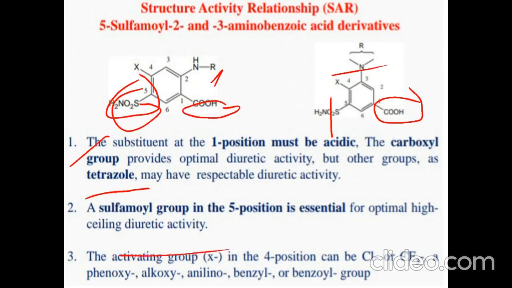Then the third part is that at the fourth position, that is here X is given, there must be presence of a group such as halogens or trifluoromethyl, phenoxy, alkoxy, anilino, benzyl group. Such groups can be present at the fourth position, which can give the optimum activity.